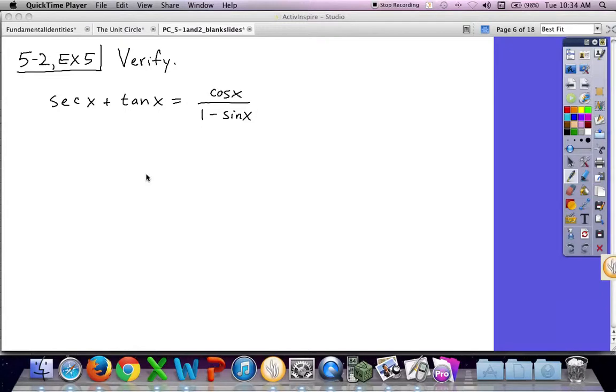Okay, verify. You know, when they say work on the more complicated side first, sometimes that's a matter of judgment, which is more complicated. But I'll tell you that this is one where they expect us to work on the right-hand side first. You may play around with the left-hand side and actually be successful, right? There's more than one way to make these things work.